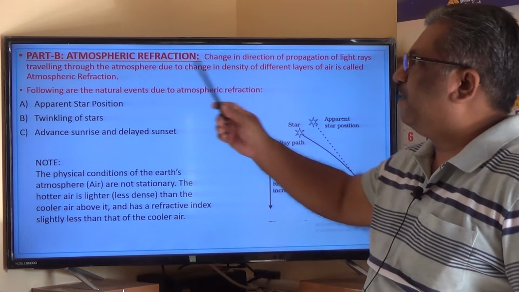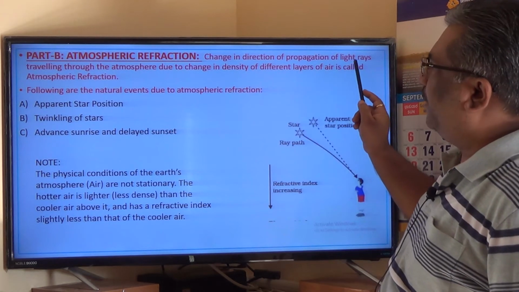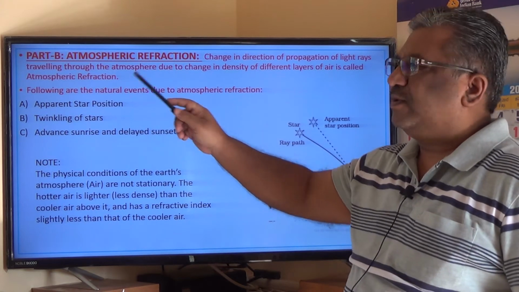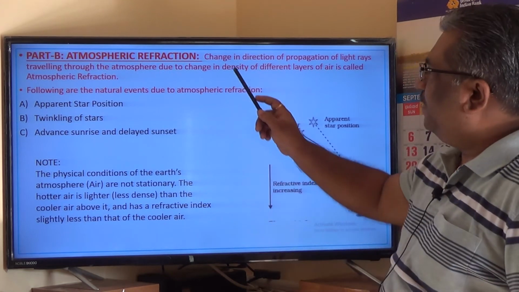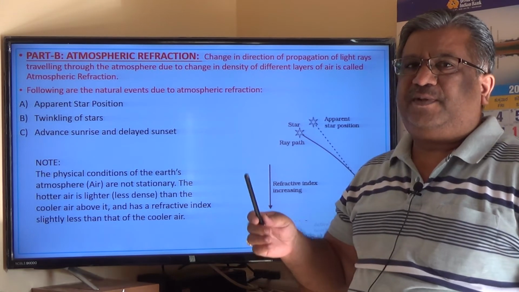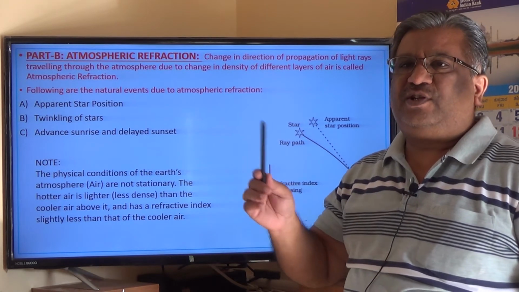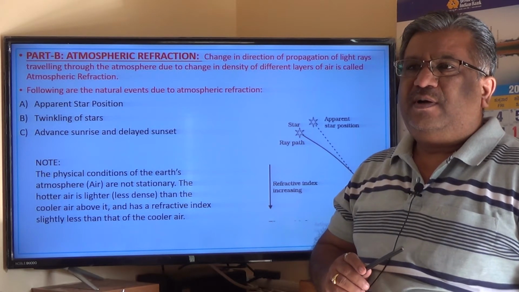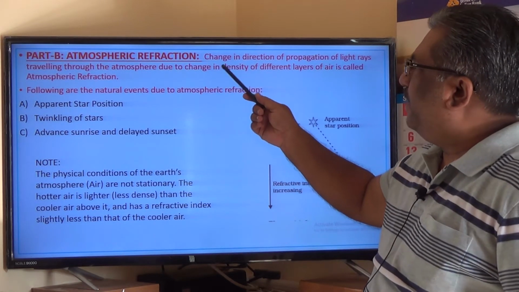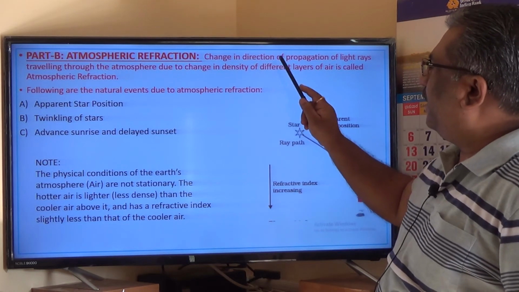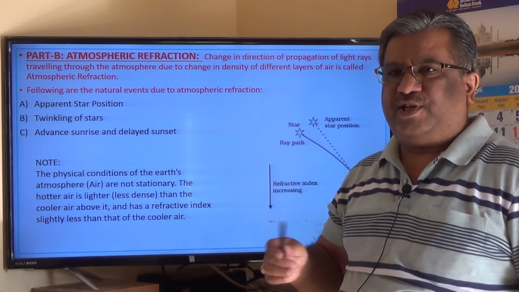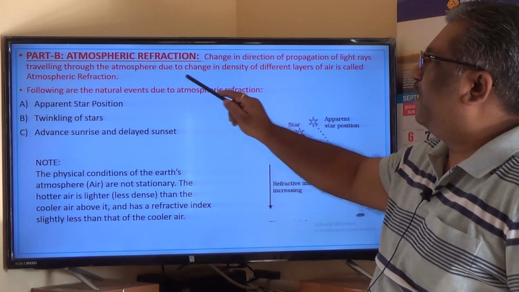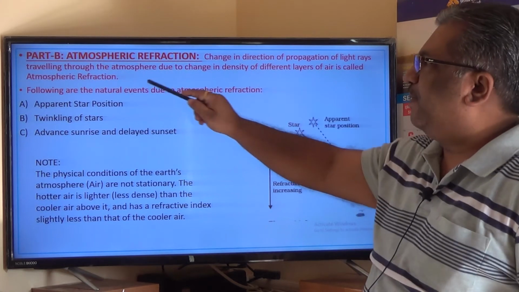Fine. What is atmospheric refraction? Change in direction of propagation of light rays traveling through the atmosphere due to change in density of different layers of air is called atmospheric refraction. This is the definition. Why is there a change in density? As I explained, the temperature of the atmosphere is not constant, which makes the change in density of the atmosphere. Not only the mass density, even the optical density changes. Therefore, whenever light travels through the atmosphere, the direction of propagation of the light rays will continuously change. That means it continuously undergoes refraction. So bending of a ray of light when it passes through the atmosphere due to change in density of different layers is called atmospheric refraction.